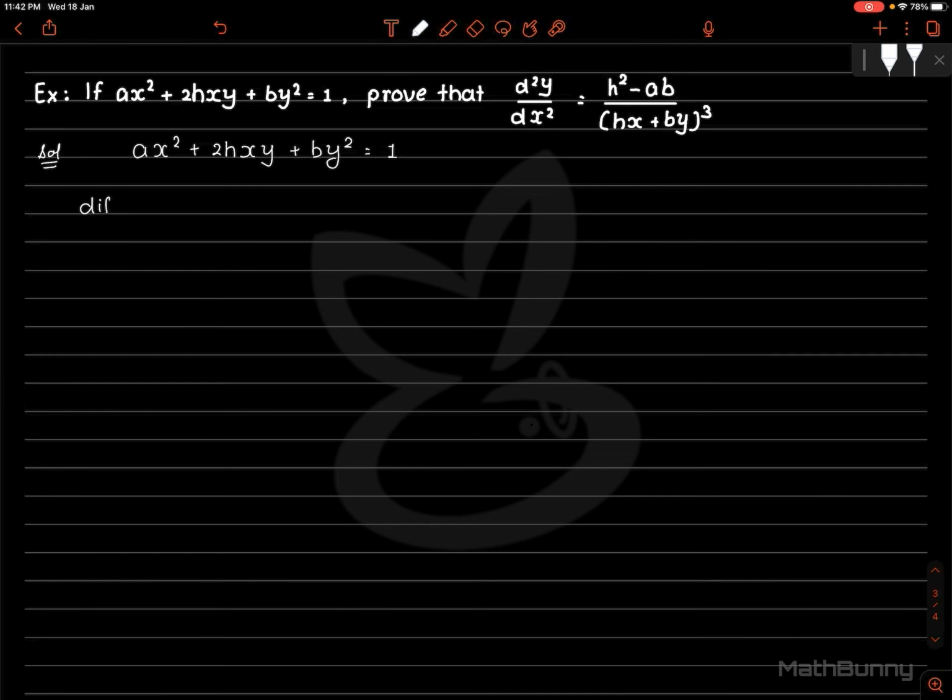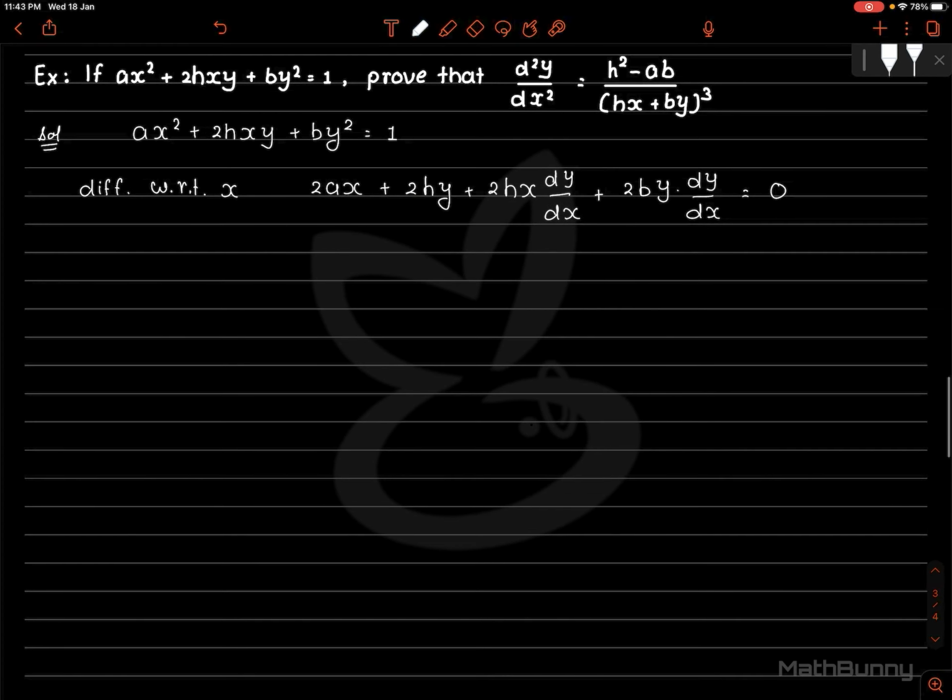Let's differentiate it with respect to x. We will get 2ax plus 2hy plus 2hx dy upon dx plus 2by into dy upon dx will be equal to 0, because 1 is constant. See here, the 2 is common. We can divide both sides by 2 and it would become 1 for the left hand side.